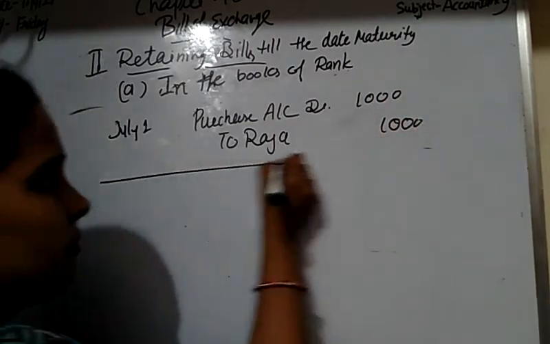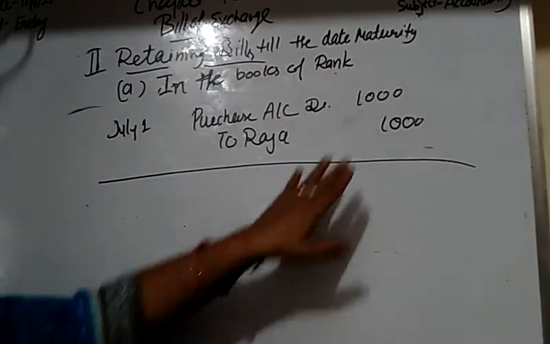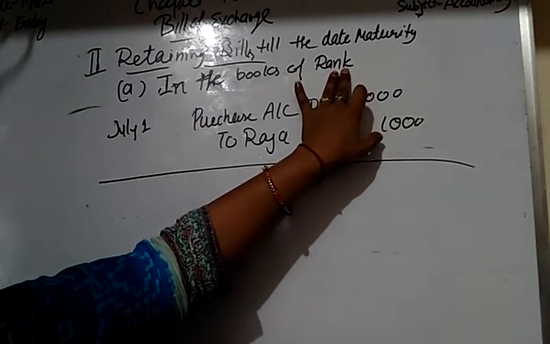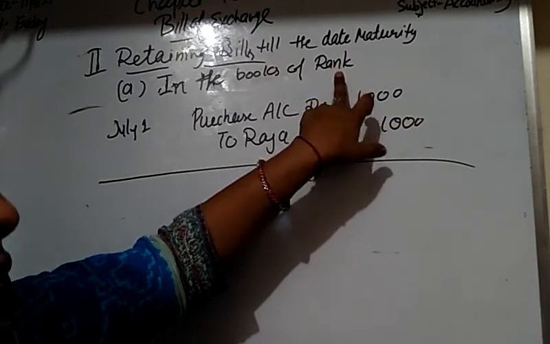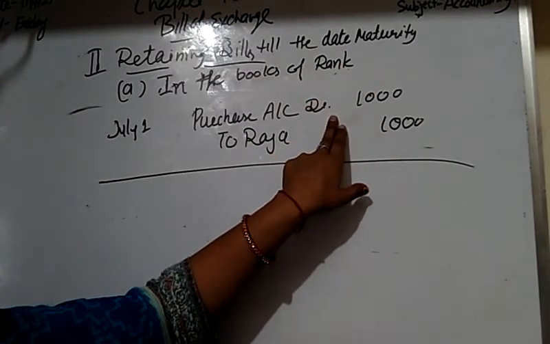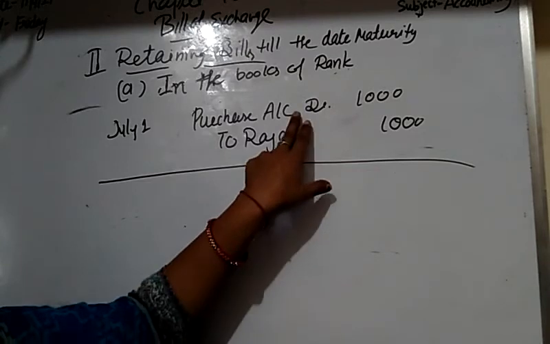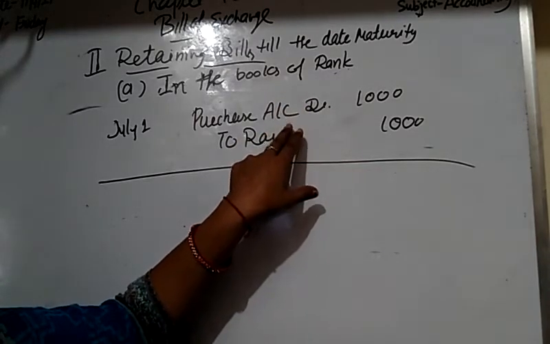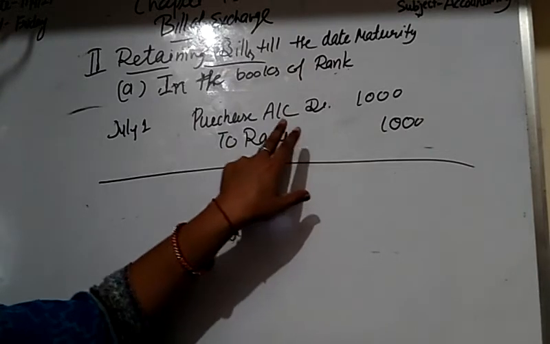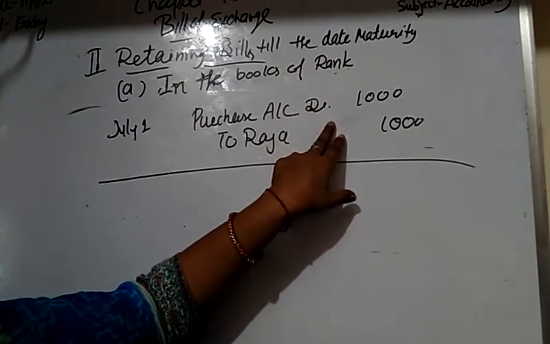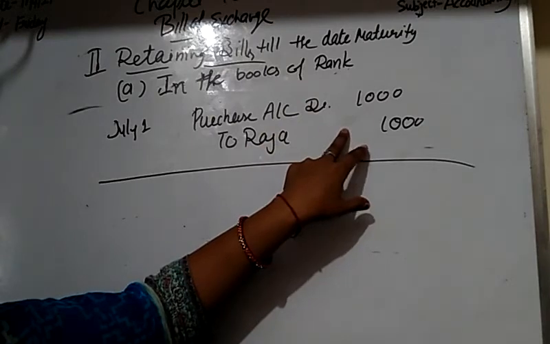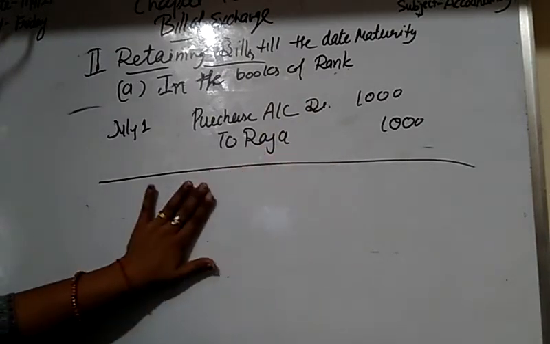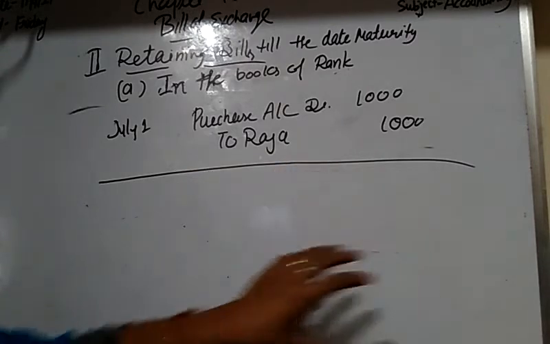So when a bill is drawn on the name of Rank, the bill is receivable for Raja and payable for Rank, because Rank purchases goods. The bill which is drawn on the name of Rank is taken as bills payable. For Rank it is bills payable and for Raja it is bills receivable. But now we are recording the entries in the books of Rank, so we are using the words bills payable.